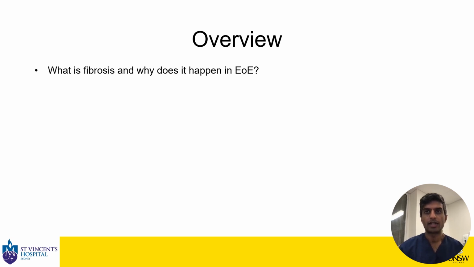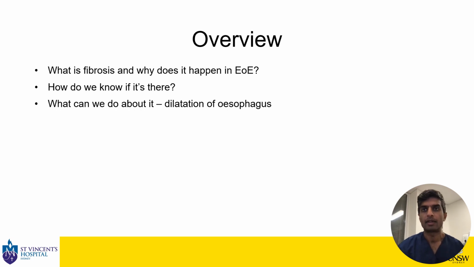So I'll cover three simple questions today. First, what exactly is fibrosis and why does it happen? Second, how do we know if it's there? In other words, how do we find it? And thirdly, and finally, what can we do about it? And this is where dilatation comes in.